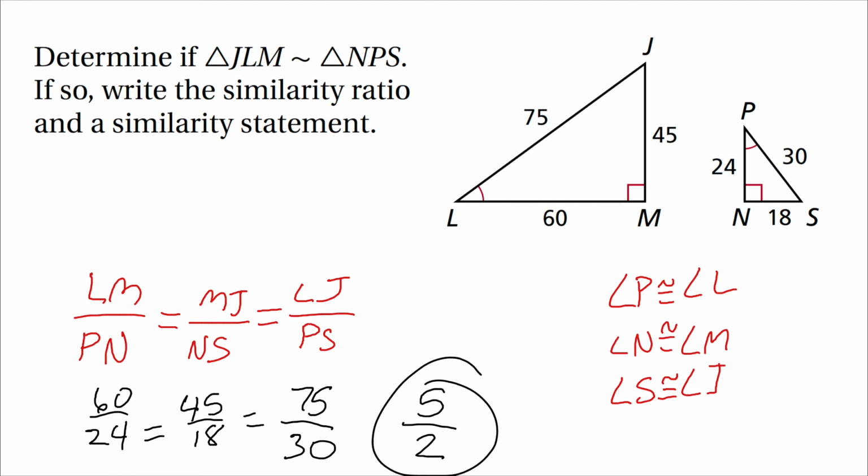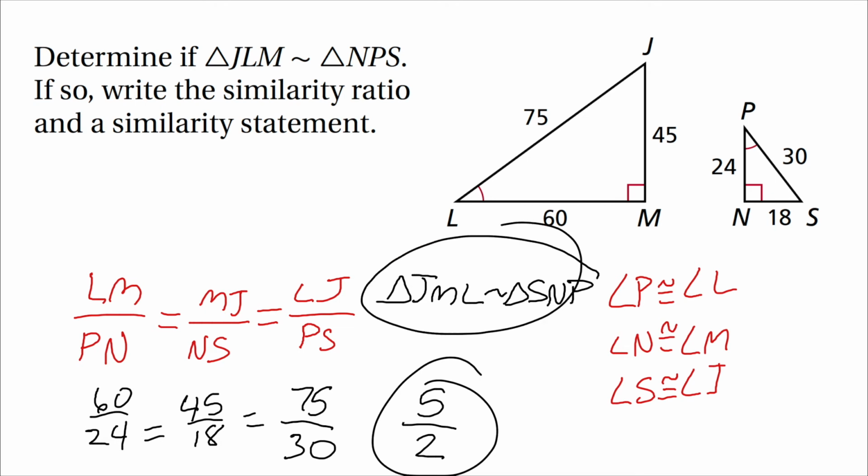So since they are equal, we can write our statement, which would be triangle JML is similar to triangle SNP. So there we go.